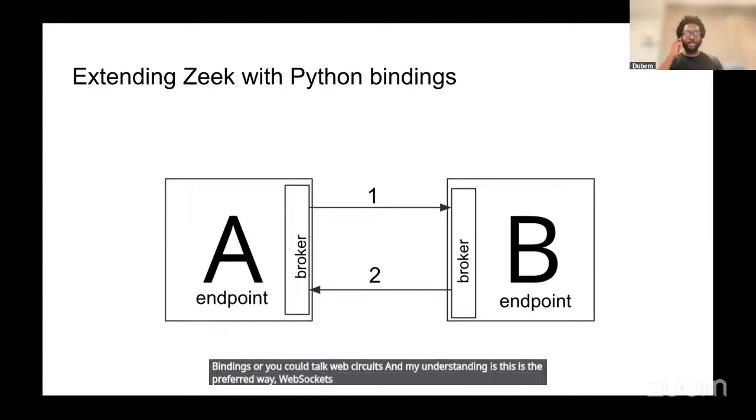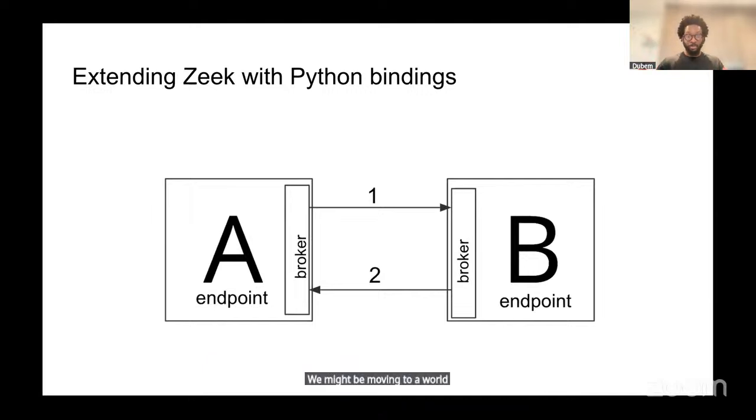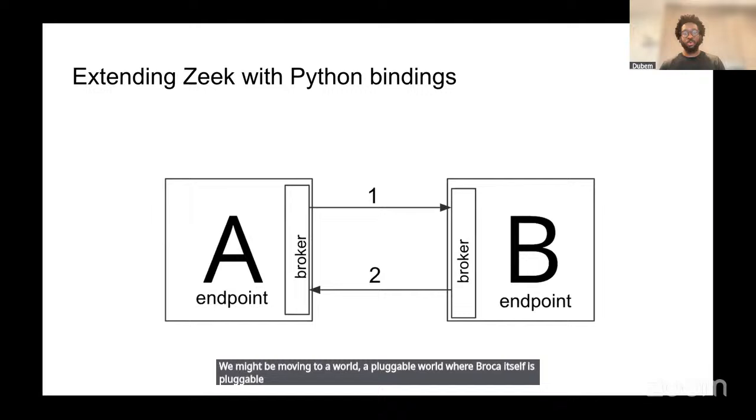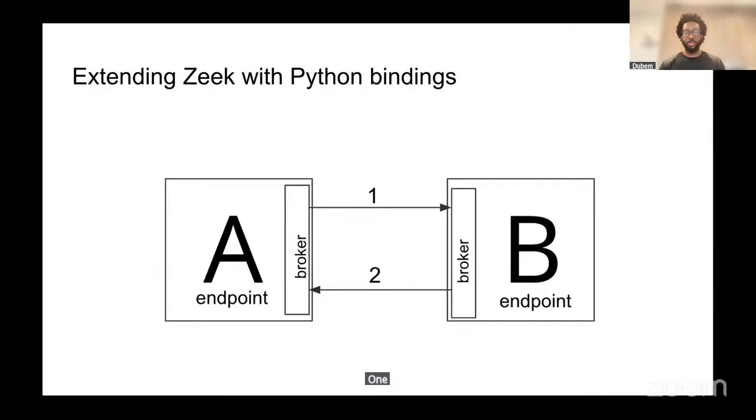I also understand that we might be moving into a pluggable world where Broker itself is pluggable, and so you could bring your own message queue. If ZeroMQ is what you are familiar with and you like, you could always just replace one of these with your preferred messaging engine. But I will focus on Python bindings, mostly because I am partial to Python, but it's in no way the only or the best way to do this.